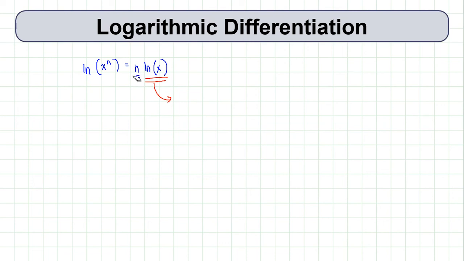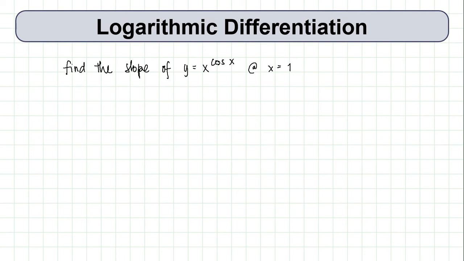Subukan natin dito. Suppose that we like to find the slope. For example, I think problem: find the slope of y is equal to x raised to the cosine of x, at x is equal to 1. Yan. X na, tapos naka-cosine of x pa. Medyo sa una nakakatakot yan kasi x na sa baba, tapos may exponent pa na x.